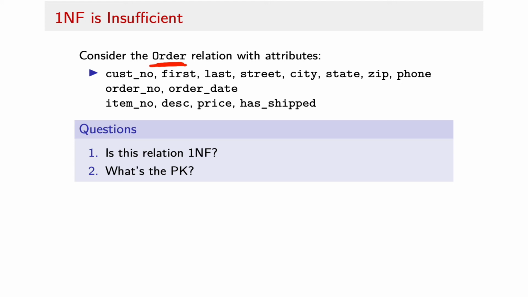And I've listed here the attributes of this relation or this table. So we've got a customer number. That's probably a unique identifier. We've got customer details, so the customer's first name, last name, and then their street, city, state, zip, and phone number. I've split these up into 3 lines here, although they're all part of the same relation.